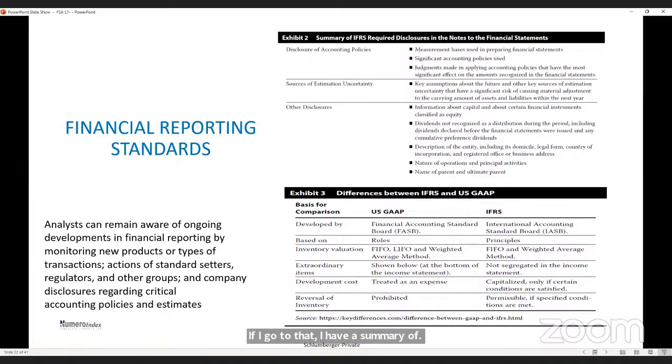disclosure. When you are disclosing accounting policies, you should be able to tell us the measurement basis.